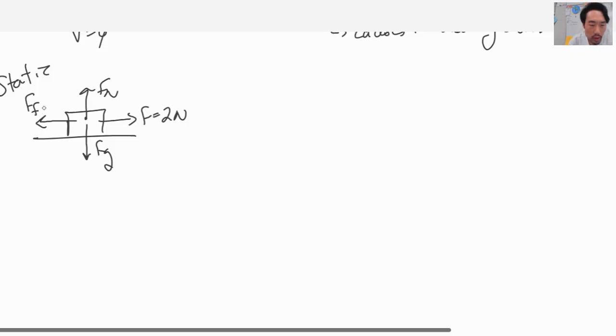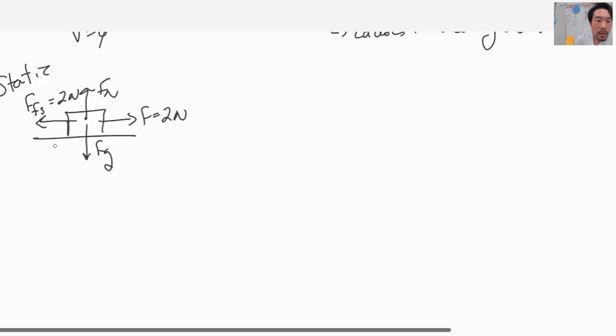Okay, so now the question is, how strong must that force of friction static be in order to prevent this scenario from moving? And so we know that if we're pushing it to the right with 2 newtons and we are in equilibrium, the force of friction static must be equal to 2 newtons.